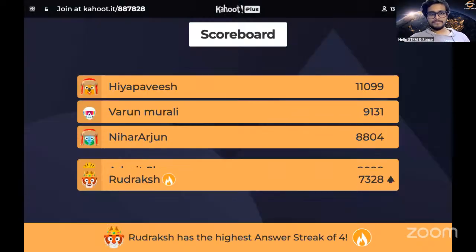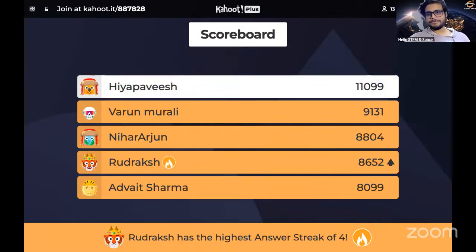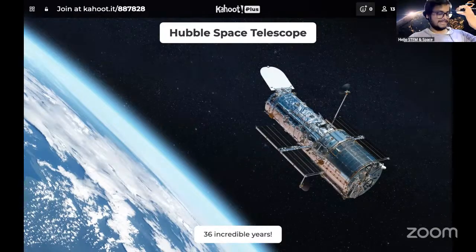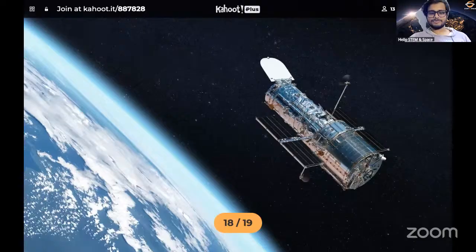Not much changes. Rudraksh has climbed up. Let's see the next question. Hubble Space Telescope has been 36 incredible years in orbit, giving us beautiful pictures of the universe and helping us understand the universe in a better way. And 36 years and counting, the Hubble hasn't retired yet. So there are many more years for Hubble to give us these beautiful images of the universe and help us understand even more about it. So let's see the last question.